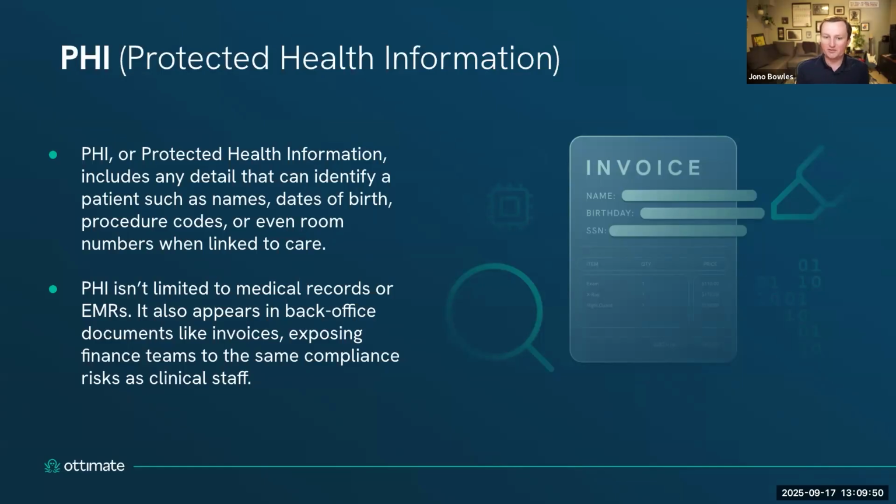So PHI is protected health information, any data that can be tied back to a patient. So we think a lot like names, date of birth, procedure codes, but even something like a room number can be PHI when it's tied to an identifiable patient record. People think about PHI and exposure, they usually think about EMR systems or a patient chart. And sure, that's a super common place to find it. But in finance and AP, we see PHI pop up in unexpected places. So just some examples that I jotted down.